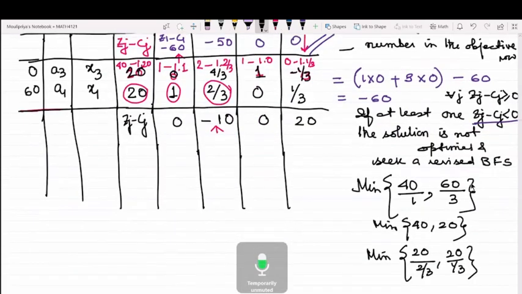Since 0 multiplied by 4/3 remains 0, it is 20 by 4/3, 20 by 2/3, right? So the minimum value would correspond to 20 by 4/3. So that implies, which is our leaving vector? A3. A3 is the leaving vector.